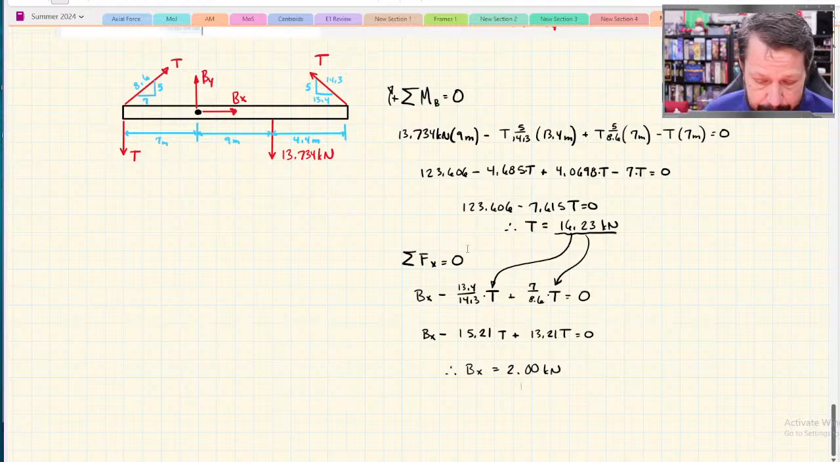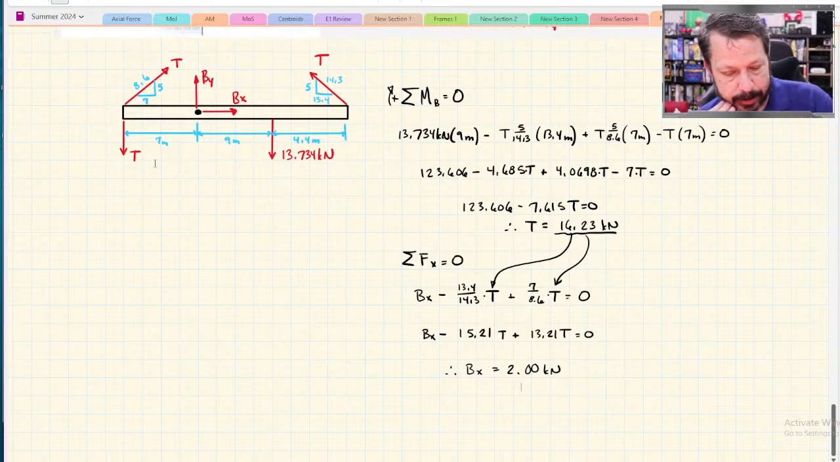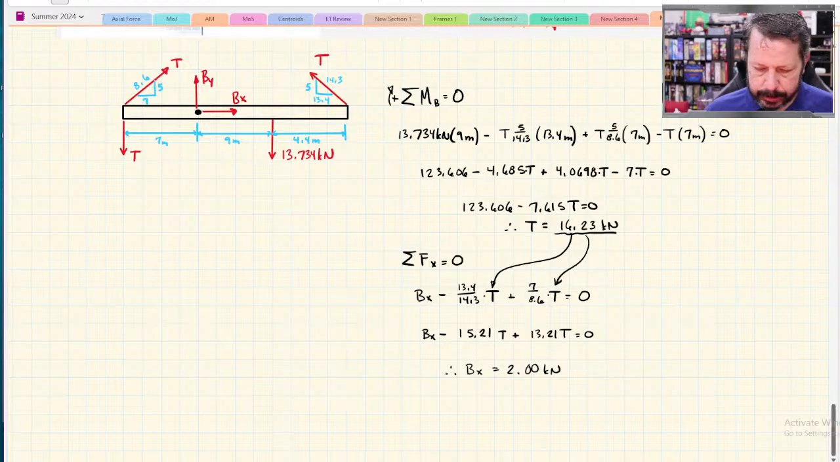By would be the same idea. You would just write the y equation, and you'd have by. Each of these t's would have a y component. You've got the 13 kilonewton, and you've got the negative t over here. So all of the things other than bx would be in that equation. The concept here is not beyond what a test question would be. There's just so many little pieces to this one that it's a little beyond a test question, but that's the way we would work a frame.